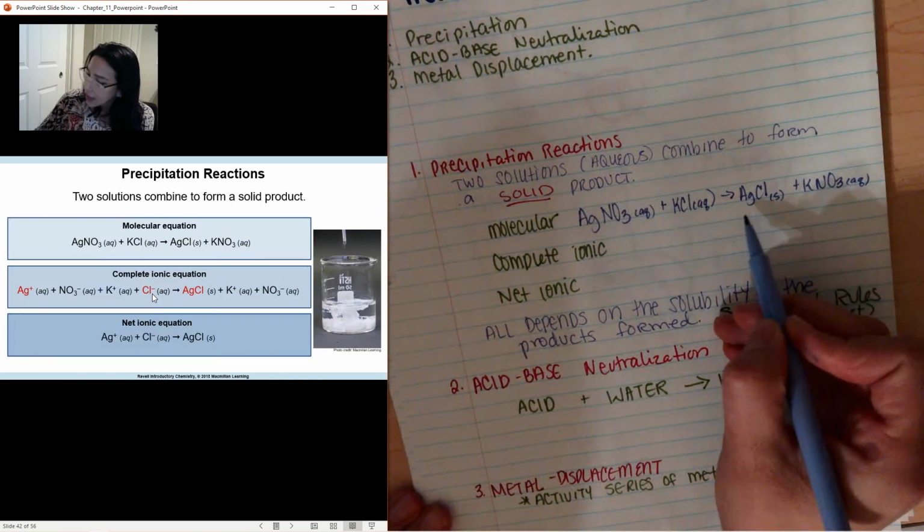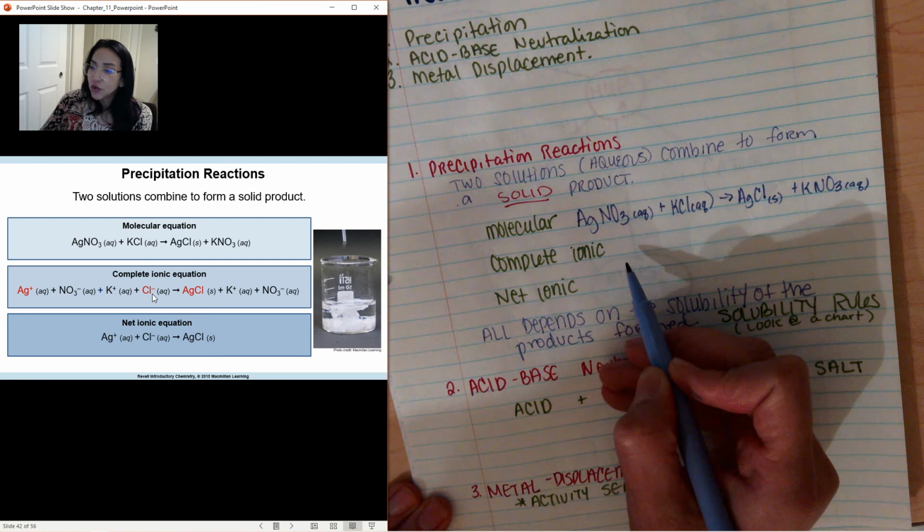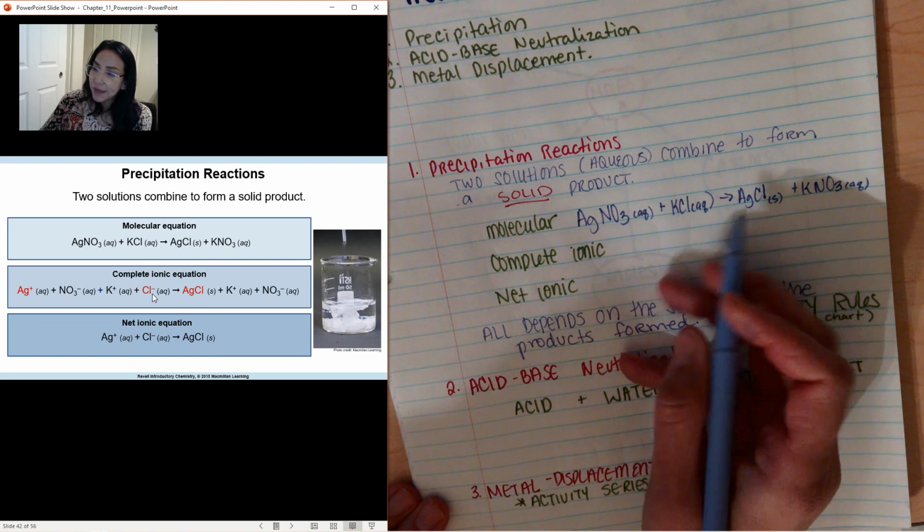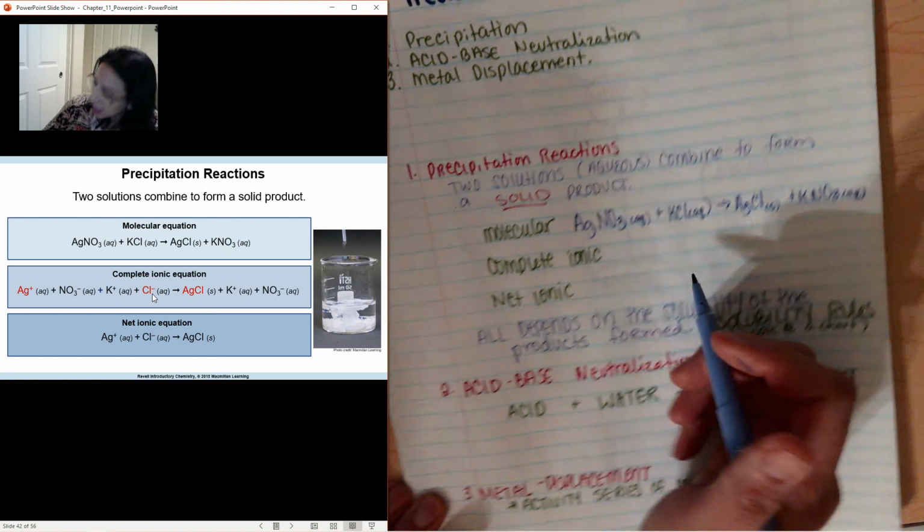Okay. Now, when we want to write the complete ionic equation, we're basically going to break everything apart that is aqueous into its ion form.